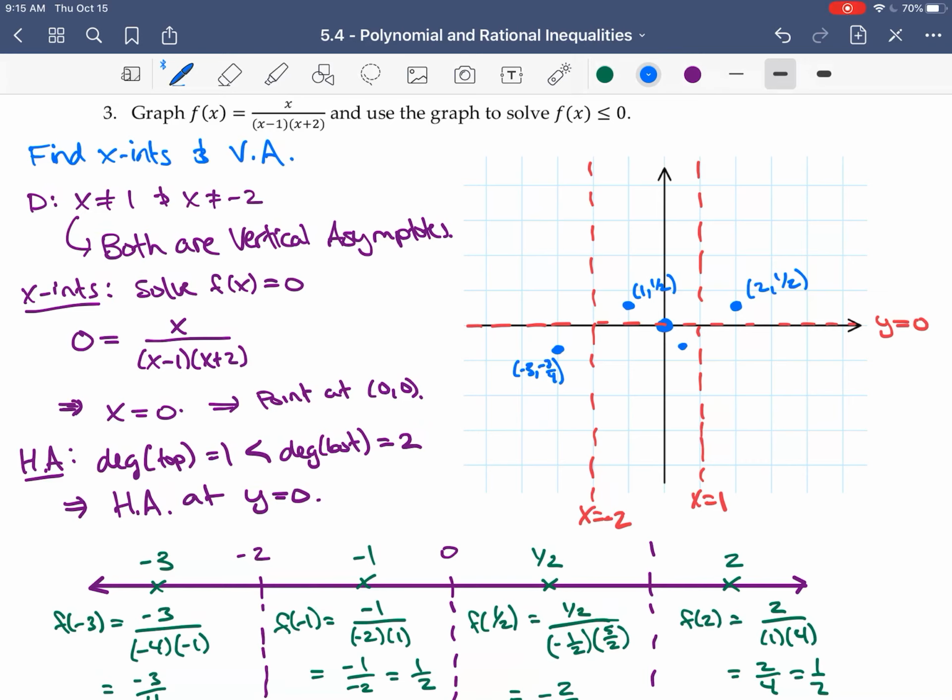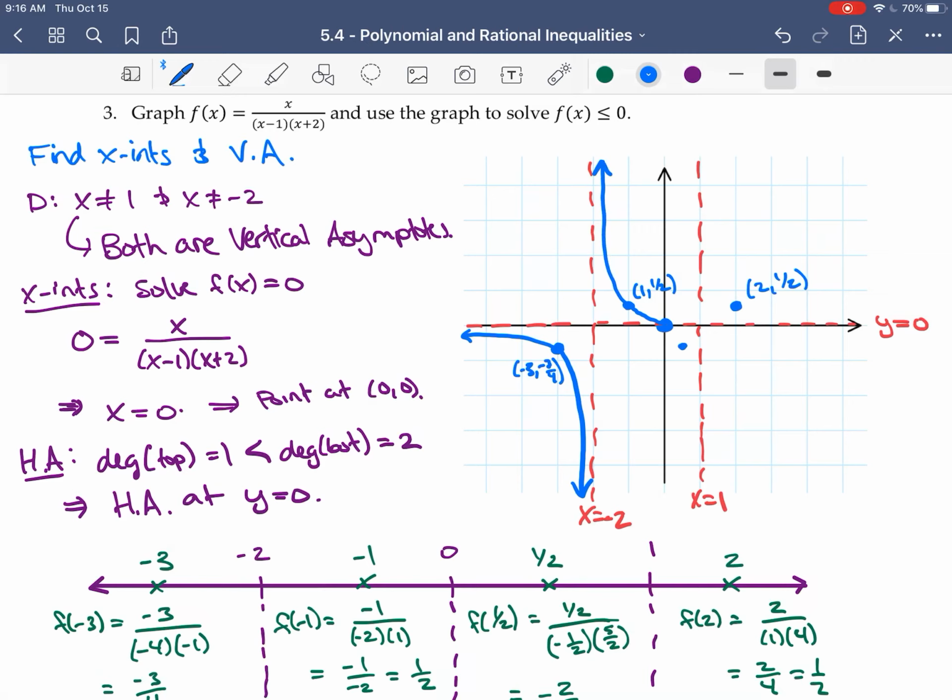Now we can sketch the graph like we did in the last section. We're in this interval here where x is less than -2. We know that the function's always negative, which means that we're going to have to approach the vertical asymptote towards -infinity, and then we approach the horizontal asymptote below it. So it's going to look something like that. In the interval from -2 to 0, we're always above. So we're going to go like this.